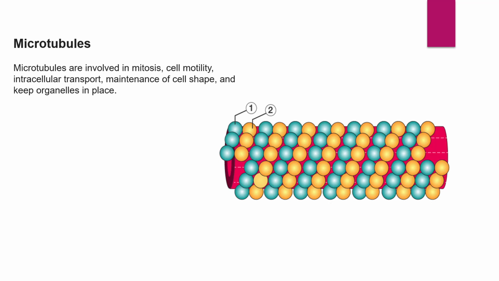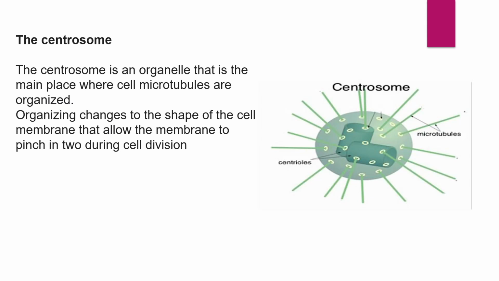Microtubules. Microtubules are involved in mitosis, cell motility, intracellular transport, maintenance of cell shape, and keeping organelles in place. Next is the centrosome. The centrosome is an organelle that is the main place where cell microtubules are organized. Organizing changes to the shape of the cell membrane that allow the membrane to pinch in two during cell division.